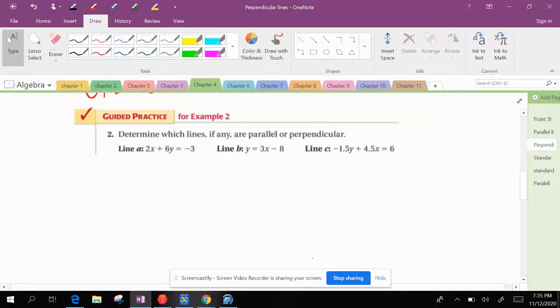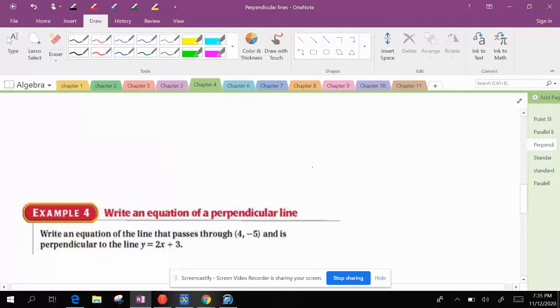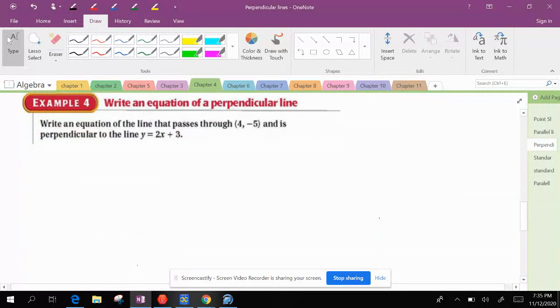All right, determine which lines, if any, are parallel, perpendicular, or neither. I'm actually going to skip this and drop down to here, because that was very similar, obviously, to the previous problem that we just did. Right here, it says write an equation of the line that passes through the point (4, -5), and is perpendicular to the line y equals 2x plus 3. So let's recall from writing parallel lines, we want our final answer to be in slope-intercept form.